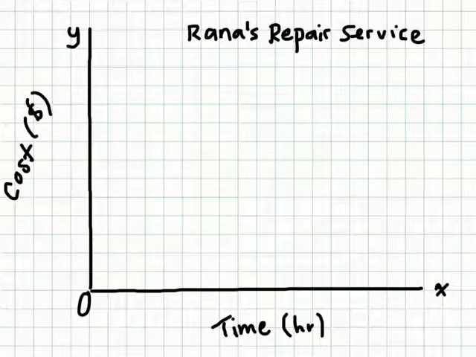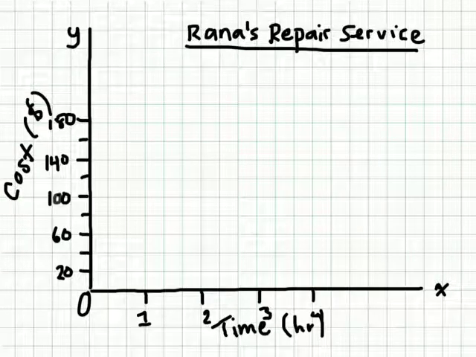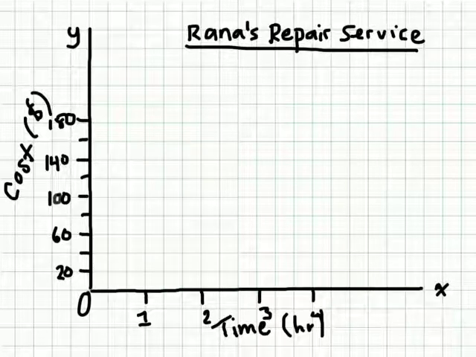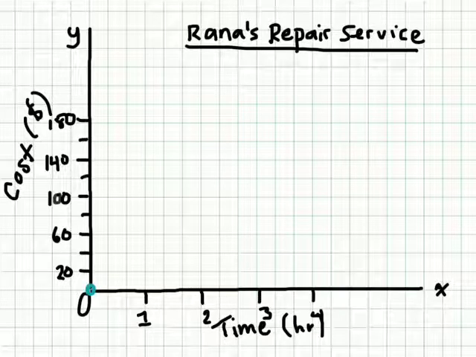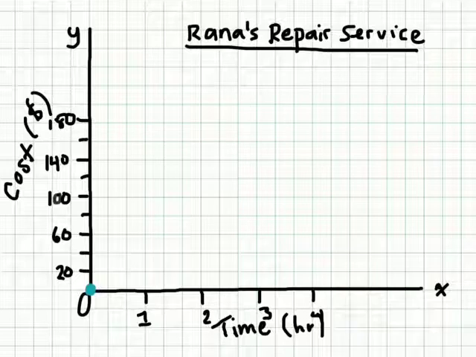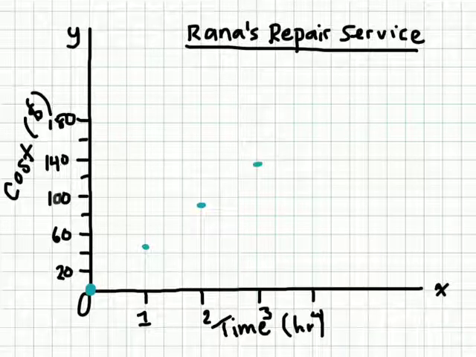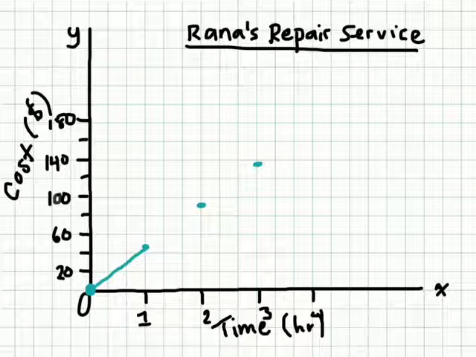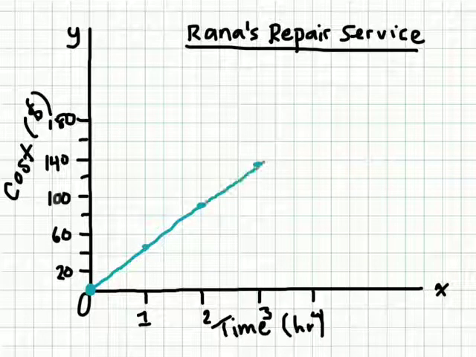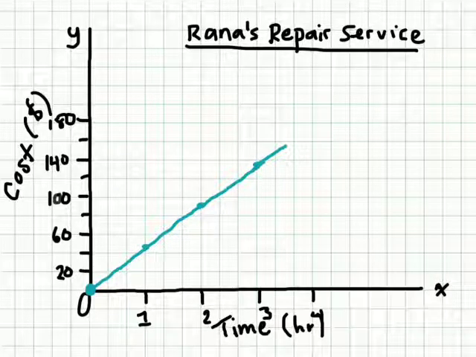Okay, so you need to choose an appropriate scale. Graph Rana's repair service. We know that if time is 0, cost is also 0. So this graph will start at the origin. 1 hour costs $45, so 45 around here. 2 hours is 90. Okay, and for this graph, we would connect the points because if I connect the points, that means I can find any single point on this line.